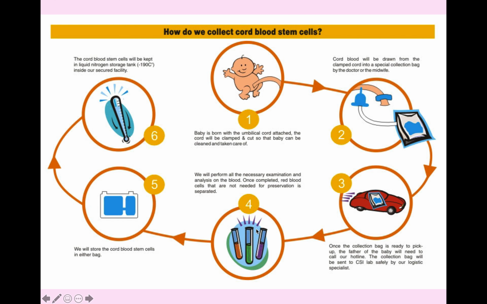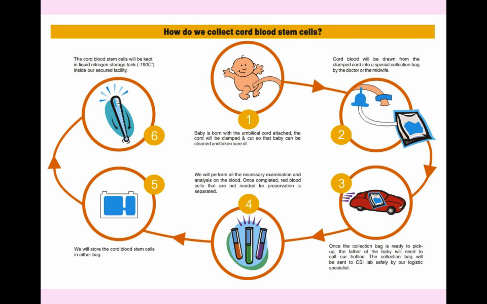number 5. So how do we collect cord blood stem cells? Everyone has blood, right? And cord blood basically is the most useful. So cord blood is usually obtained from the mother when a baby has just been born. The cord blood will be drawn from the clamped cord into a special collection bag by the doctor or the midwife, or the nurses.